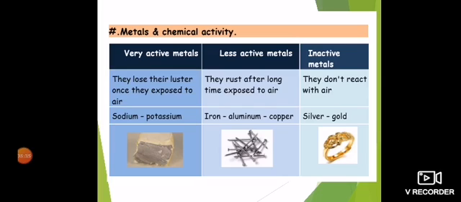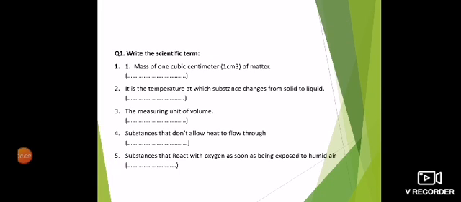Number two, the chemical properties. We have three types of metals: very active metals, less active metals, and inactive metals. The very active metals lose their luster once they are exposed to the air. They react with it, like sodium and potassium. Number two, the less active metals rust after a long time exposed to the air, such as iron, aluminum, and copper. Number three, inactive metals don't react with the air, such as silver and gold.